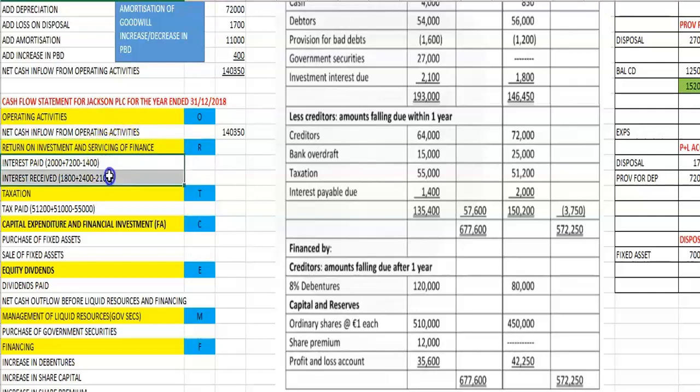So you're looking for interest received and interest paid. Now you're talking about money out, money in here. Okay, so let's look at interest paid first of all.